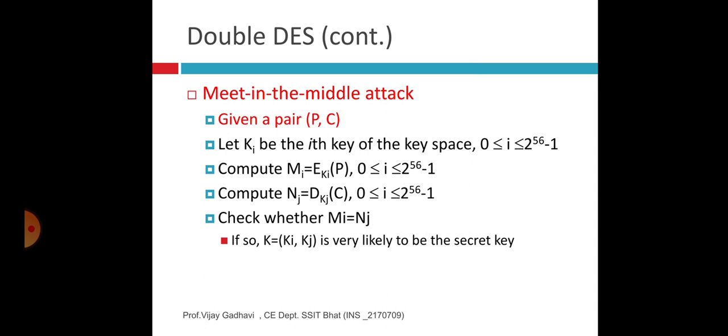Now we check whether Mi is equal to Nj. If so, then the pair (Ki, Kj) is very likely to be the secret key. K for key.